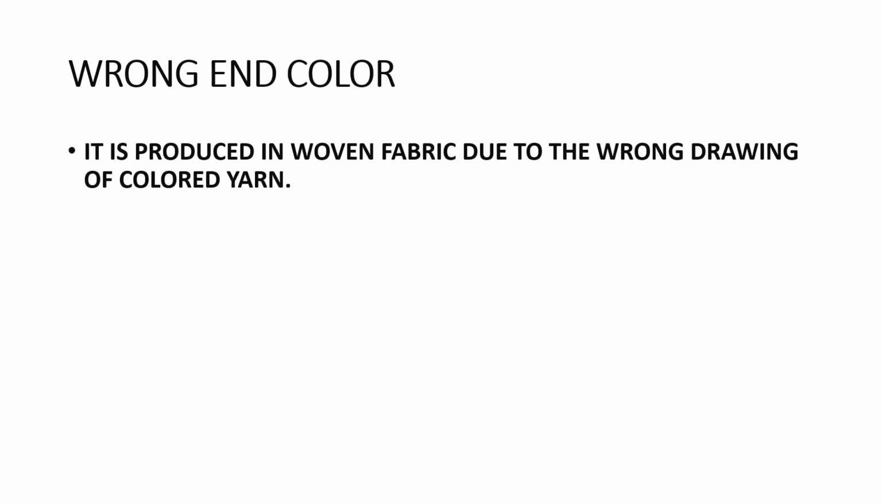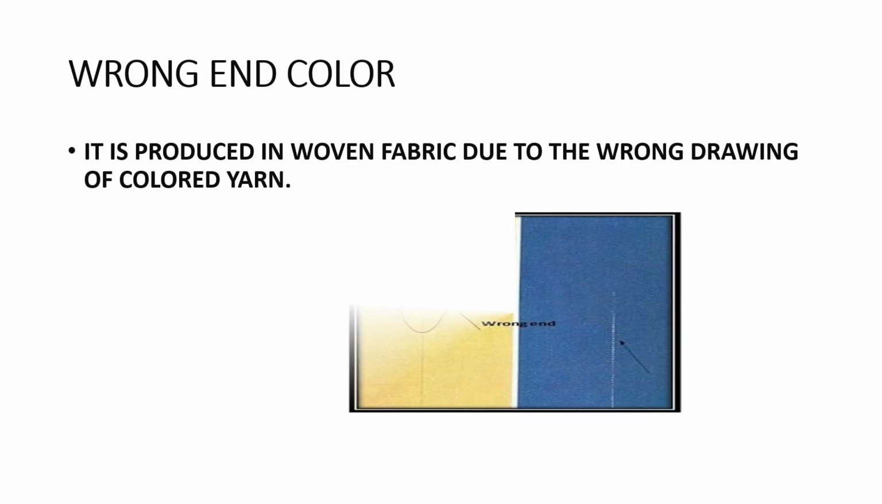Now let us see, students, the wrong end color. What do you mean by the wrong end color? This again occurs in the portions shown in the round figure with an arrow mark: a wrong drawing of colored yarn. If there is a wrong drawing operation in the weaving, then the wrong end color may appear in the portions as indicated by the arrow.